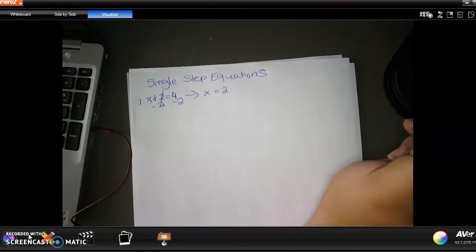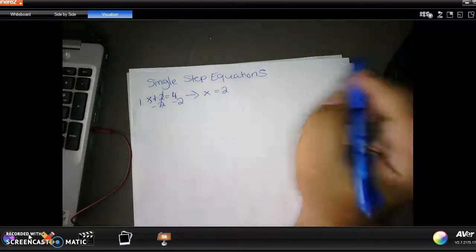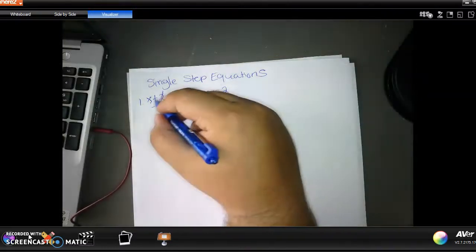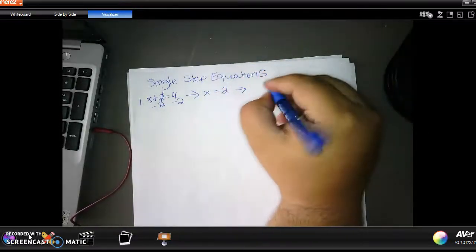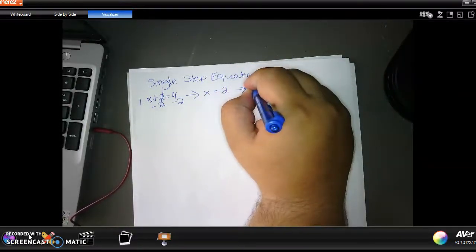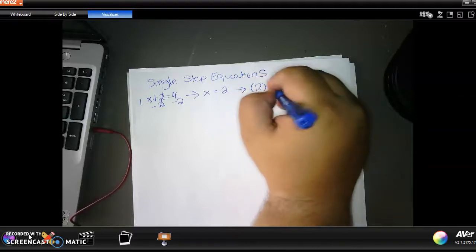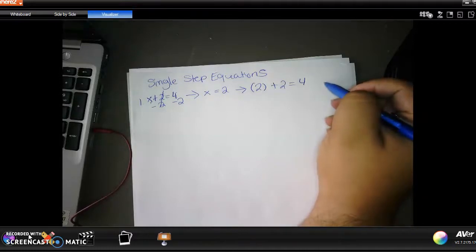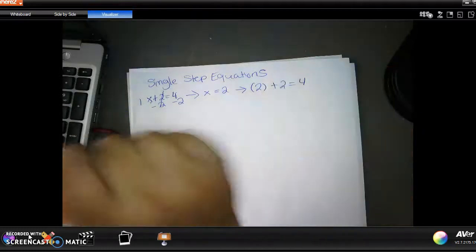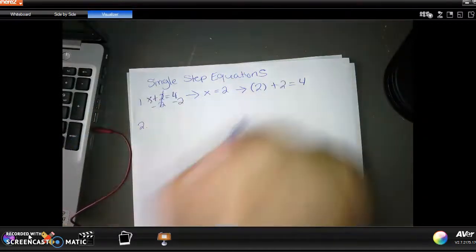Alright? Now, if you want to check to see if your problem is right, so if you solved and got the correct number, you could take 2 and plug it back into here. So what I mean by that is, I have x plus 2. Well, I would take x and replace it with 2 plus 2. And 2 plus 2 is 4. So I know I got it right. Okay? So let's do another one.